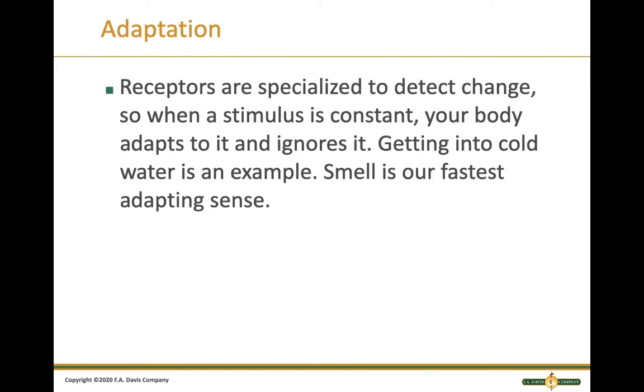Alright, next thing is sensory adaptation. So your receptors are specialized to detect change, because a change might be a threat to you, such as a bear. So if a stimulus is constant, your body adapts to it and ignores it. So for example, you get into cold water. At first it's super cold, but then your receptors sort of adapt, and after a while you don't feel it as much. And smell is our fastest adapting sense.